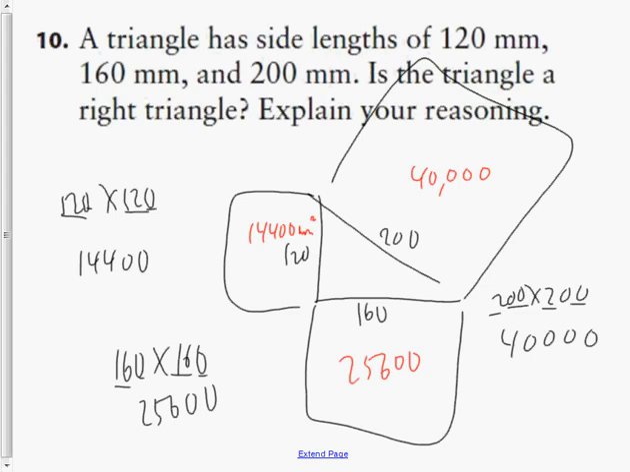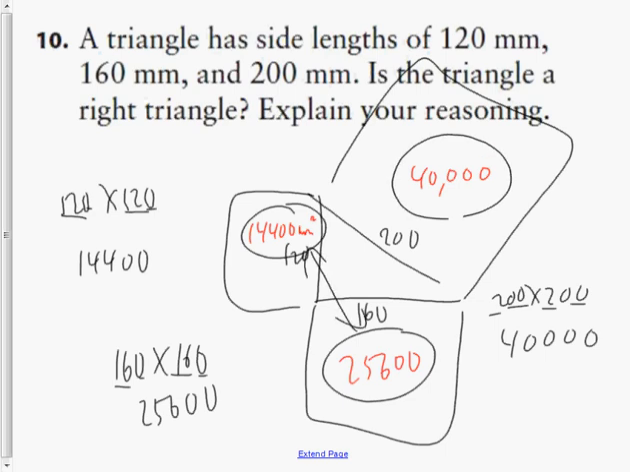Okay? So it says, is this a right triangle? And again, just like the last one, Mr. Tamtom, it is a right triangle if the area of the two squares attached to the legs of the right triangle equals the area of the square attached to the hypotenuse. And if I add these two together, I do get 40,000, and therefore it is a right triangle.